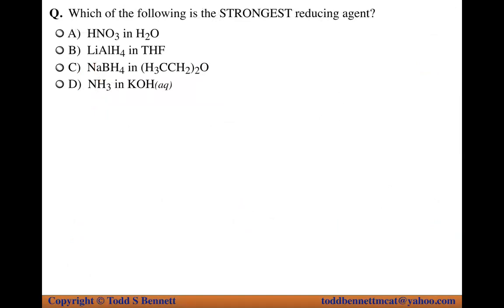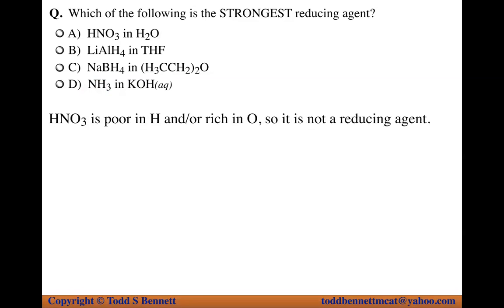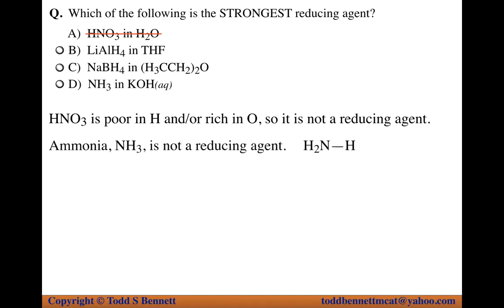Okay, which is the strongest reducing agent? Well, first let's figure out what a reducing agent is. Reducing agents must be rich in H, so this one's out. And although this is rich in H, it can be tempting, NH3 actually can't be used as a reducing agent because nitrogen is too electronegative. It won't let the H's leave as H minus. So A is gone for sure because it's rich in O. And then D is gone because ammonia gives off H as an H plus. It keeps the electrons because it's more electronegative. Because of that, it will not act as a reducing agent.